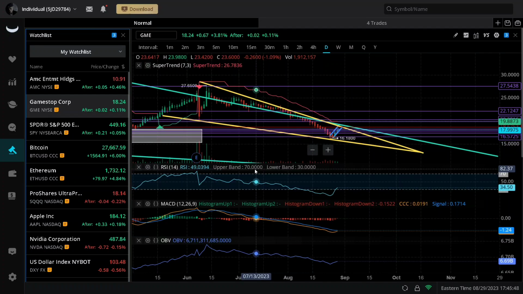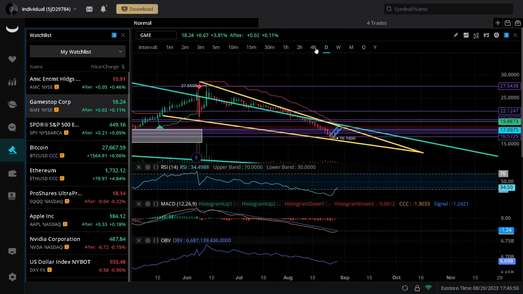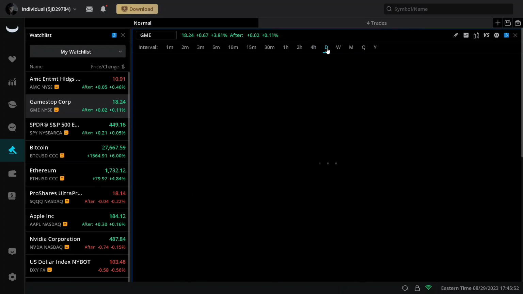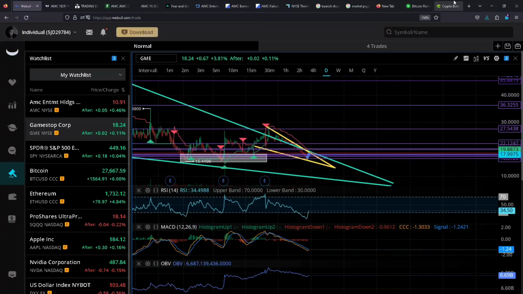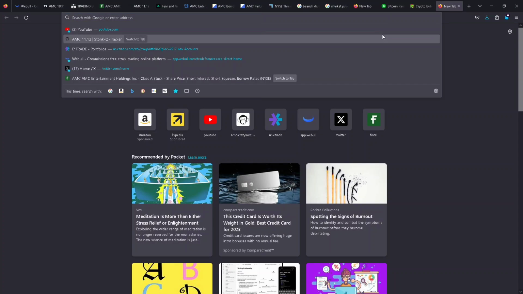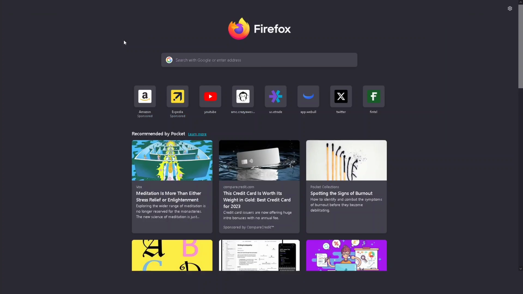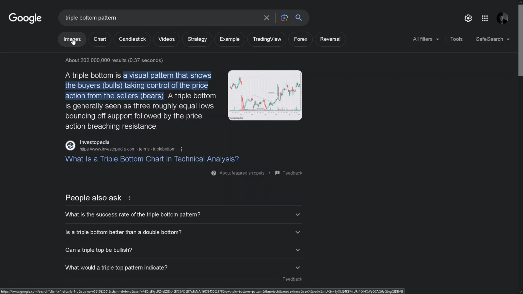Let's go ahead and hop into AMC and GME. Basically, GME has a nice tear to the upside. GME has the macro triple bottom. If you go ahead and look at a triple bottom, I'll show you guys the triple bottom pattern and show you guys what we're looking at.